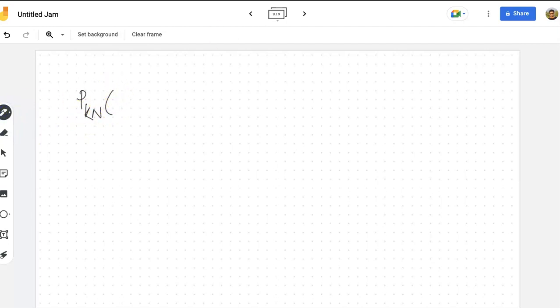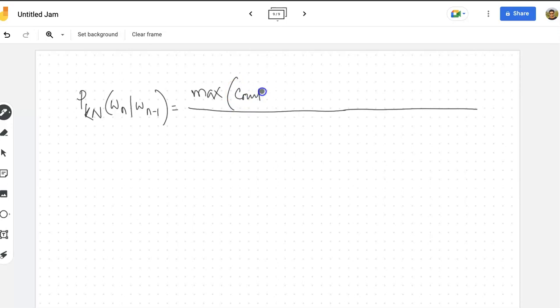So what is this thing given? Okay, so it is Wn given Wn minus 1. Basically, if I write it correctly, it will be max of count of Wn minus 1, Wn. So basically you should not write this Wn; this is just a diagram thing. Count of Wn, we need to discount it by d. Okay, we need to discount it by d.